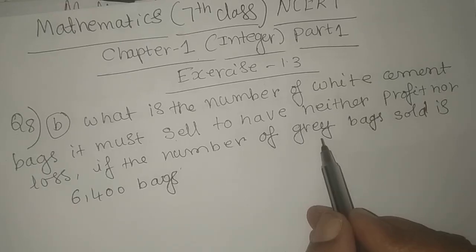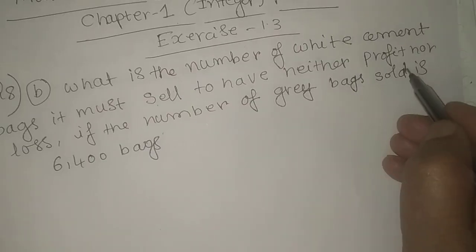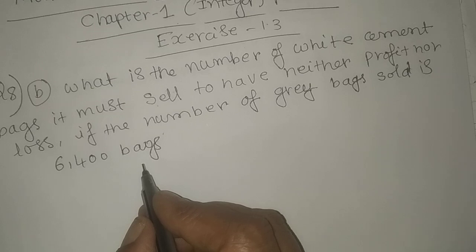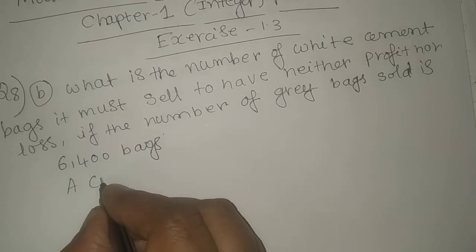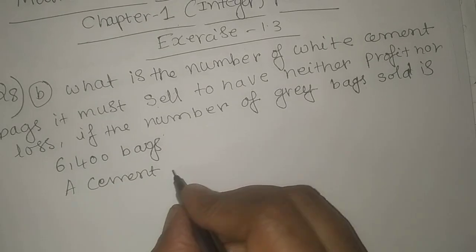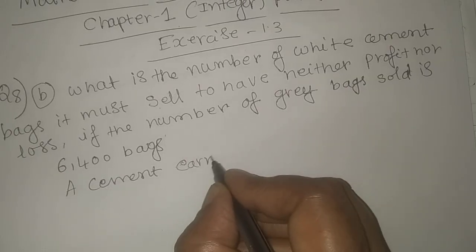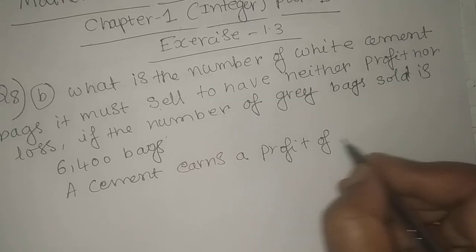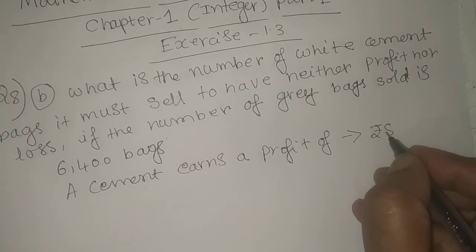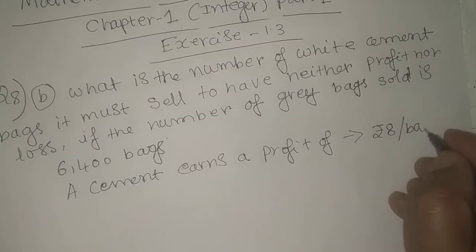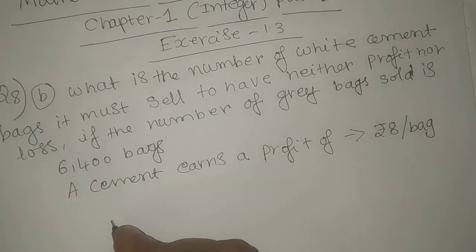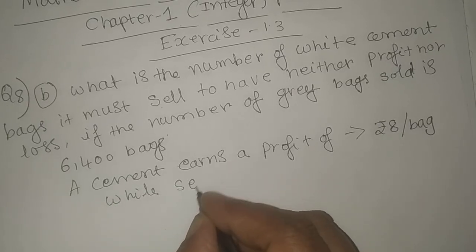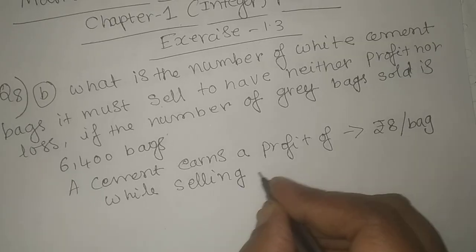If the number of grey bags sold is 6,400. So I'll just brief: the cement company earns a profit of rupees 8 per bag while selling white cement.